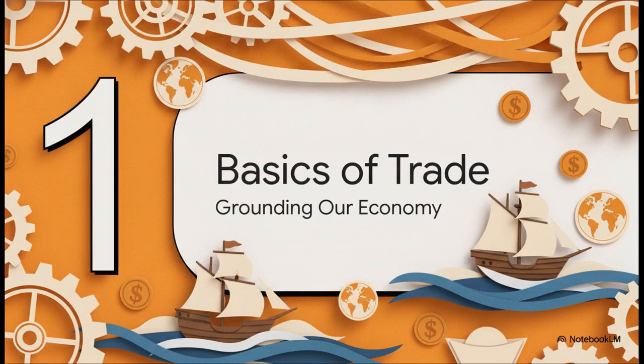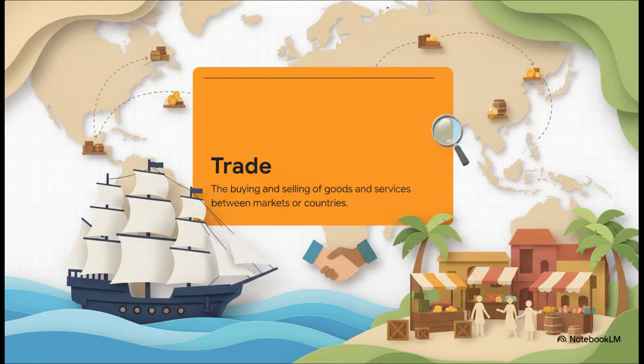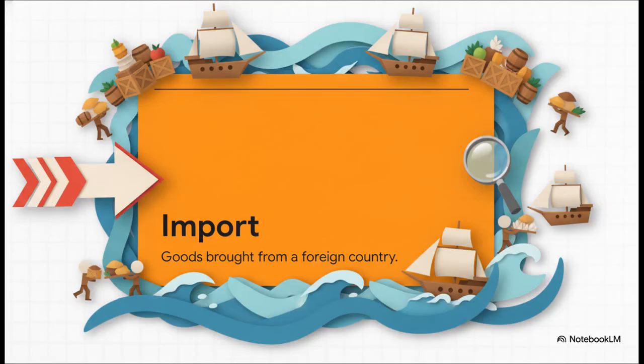All right, Section 1, the basics of trade and grounding our economy. At its absolute core, trade is simply the buying and selling of goods and services between markets. And sure, while the scale and technology have evolved dramatically over the centuries, this foundational exchange is the absolute bedrock of what we're unpacking today. It's just that simple dynamic of supplying a demand across borders. So, let's break it down.